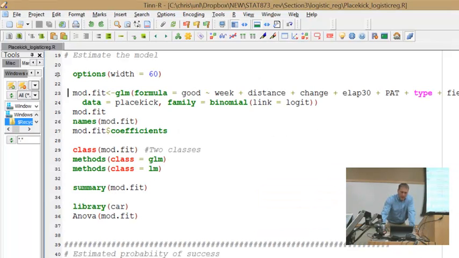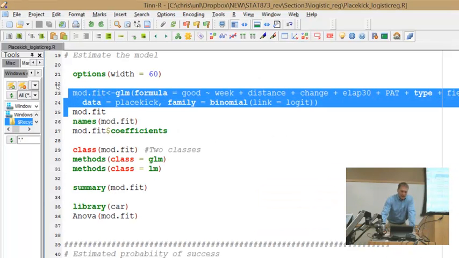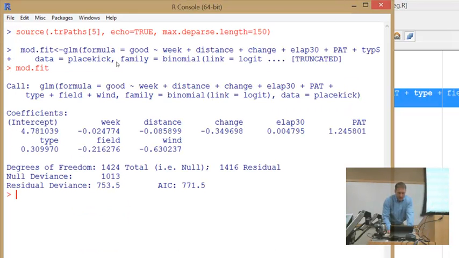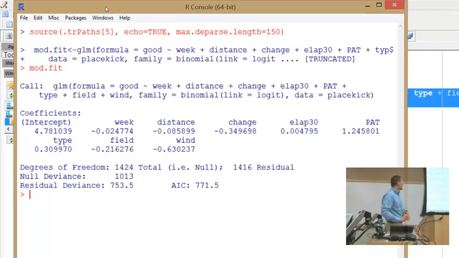So I'm going to put the results into an object called mod.fit. And let's just print off mod.fit here. And you can see a little bit of the information of what's actually stored in mod.fit. What you see there is, although it's kind of cut off on the screen, unfortunately. Let me move this over. What you see there is something called coefficients. These are the beta hats. So beta hat 0 is 4.78.